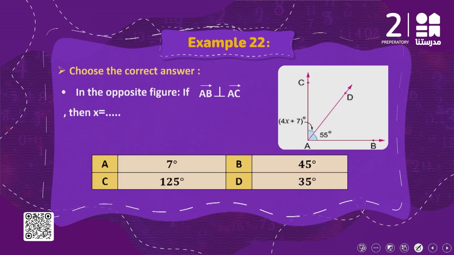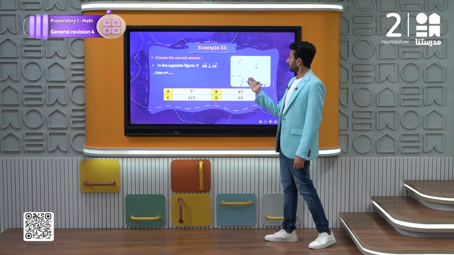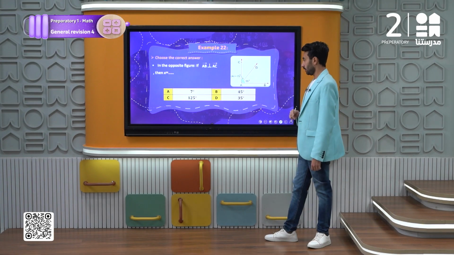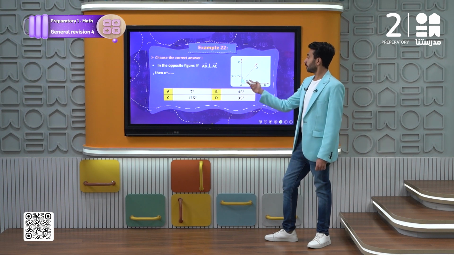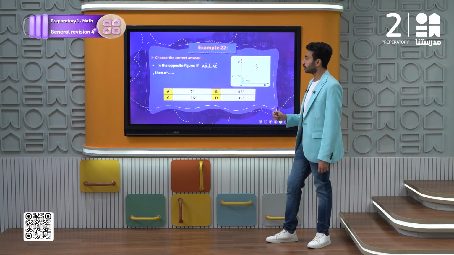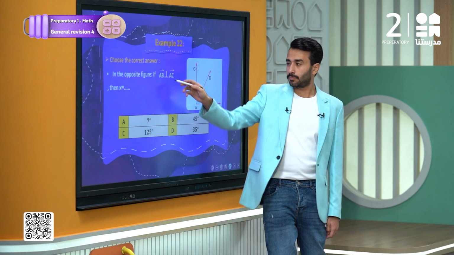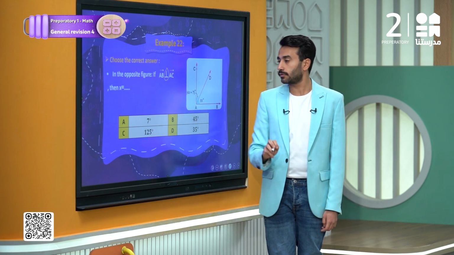In the opposite figure, if AB is perpendicular to AC, then x equals what? You can solve this equation using two ways. First way, you can put both of them added together equal to 90. As he said, this is perpendicular, that means the sum of these two angles is 90.